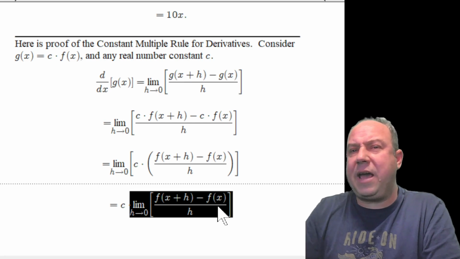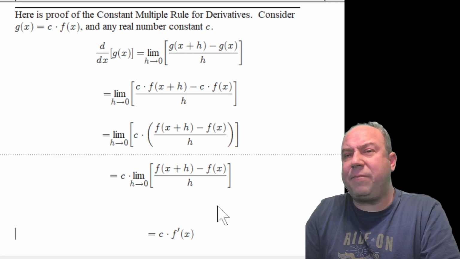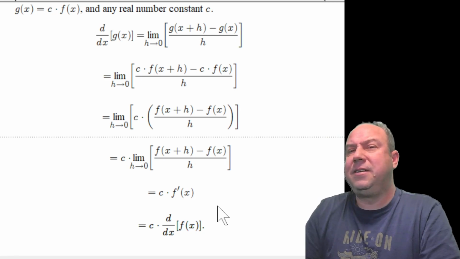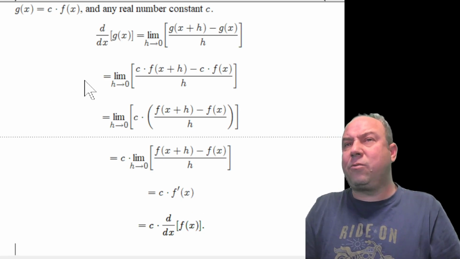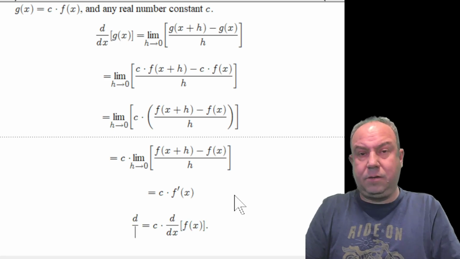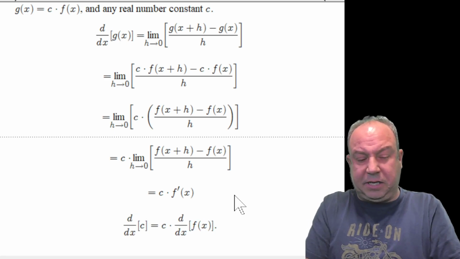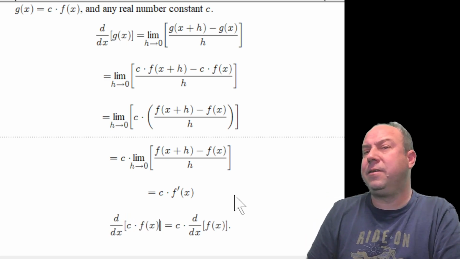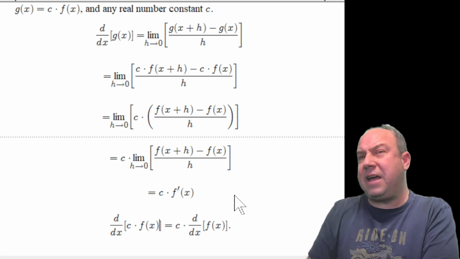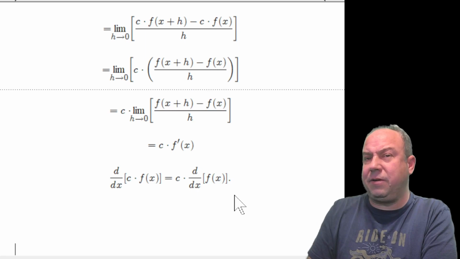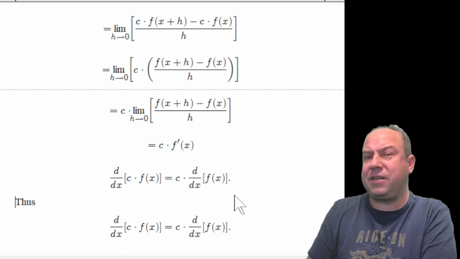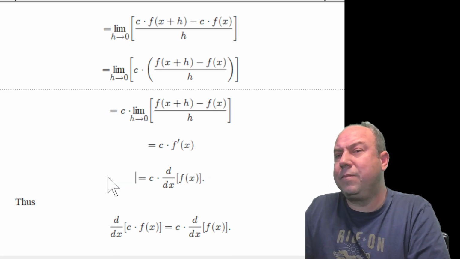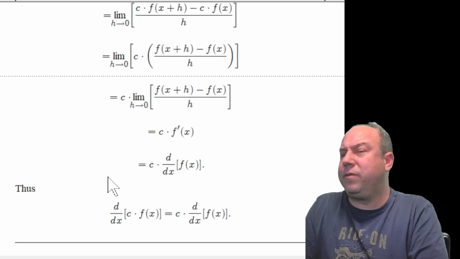So what do we have here? We have c times f prime of x, which is c times the derivative with respect to x. And thus, that is the derivative with respect to x for c times our function f of x in the end. Right? That is the derivative of that constant multiple of a function. That is its result. All right? Thus, we have proof.